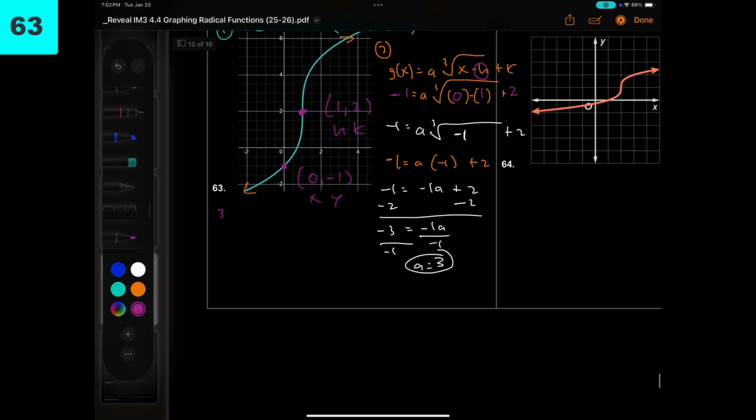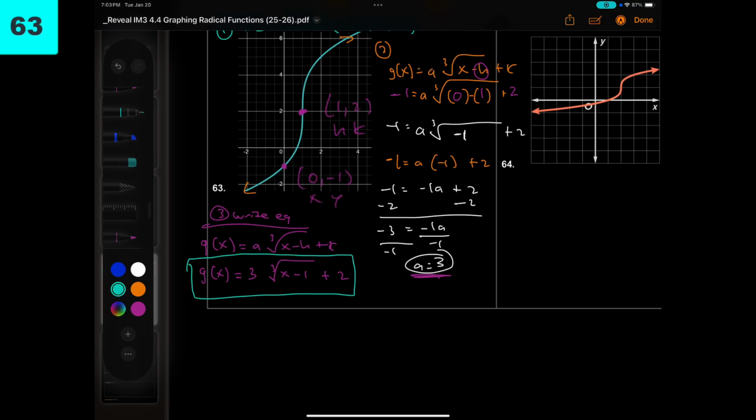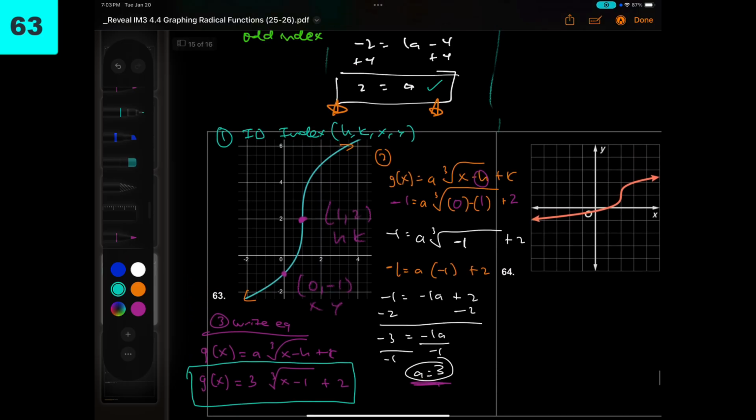Let's write our equation. So just write your formula, generic, cube root. Okay, this is going to stay the same. There's my a value. Okay, my h value is 1. And then my k value is 2. There we go. All right, let's try the next one.